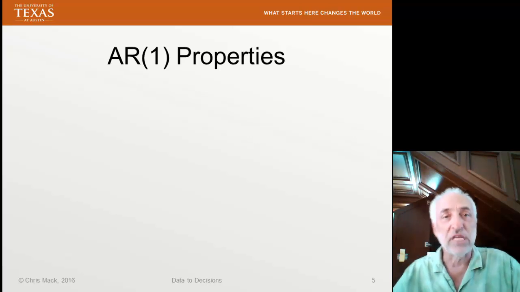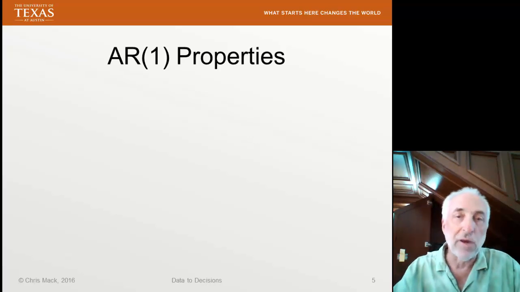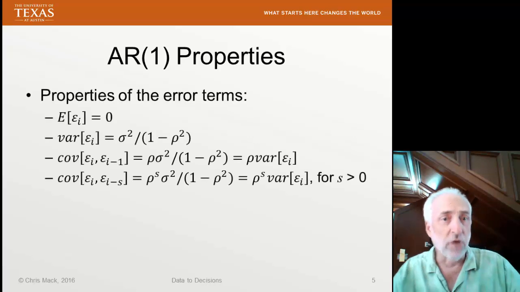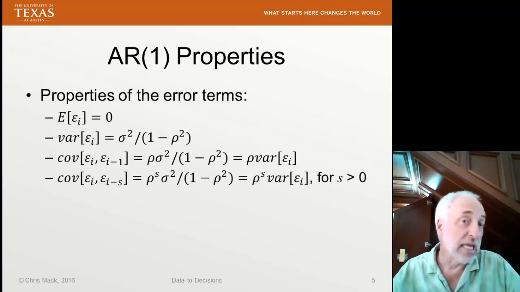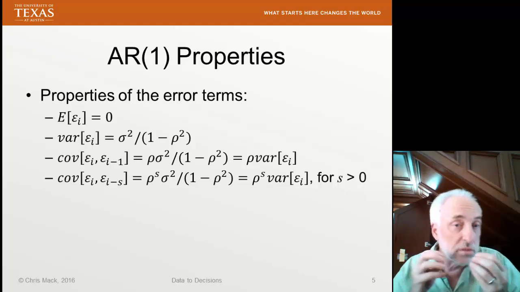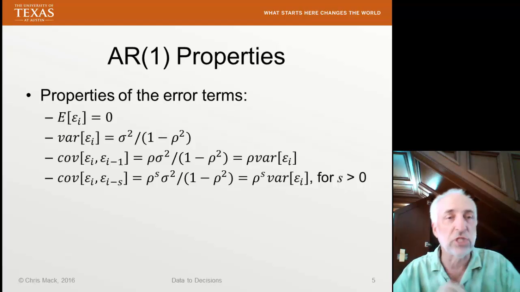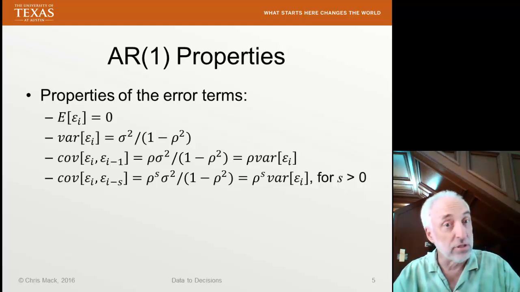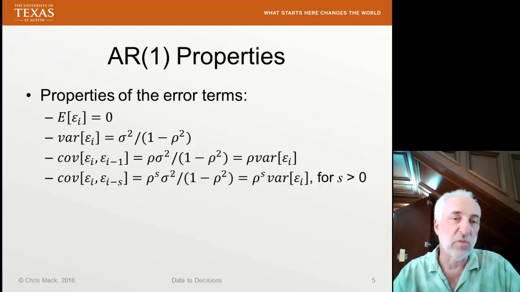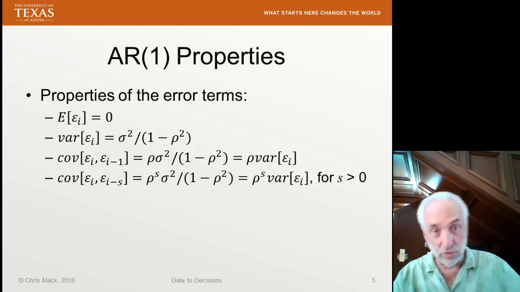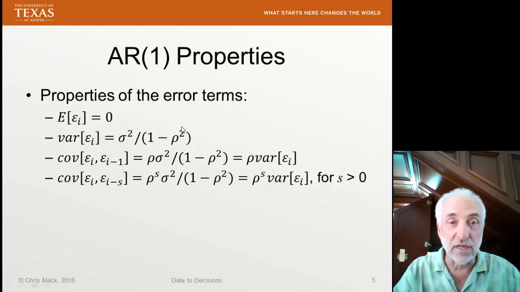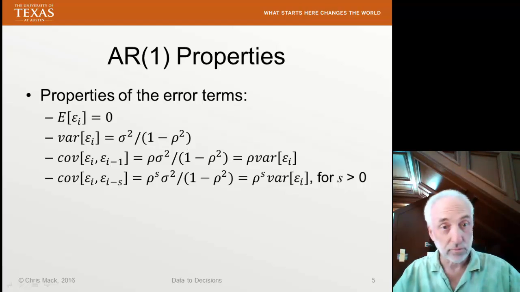So what are the properties of this autoregressive 1, AR1 model? First of all, the properties of the error terms. Even though this error term, this residual, is a function of the previous residual, we still find that the expectation value of all the residuals is 0, just like we've had before. The variance of the residuals equals the variance of the random component, u sub i, that we assumed was normal, divided by 1 minus rho squared.